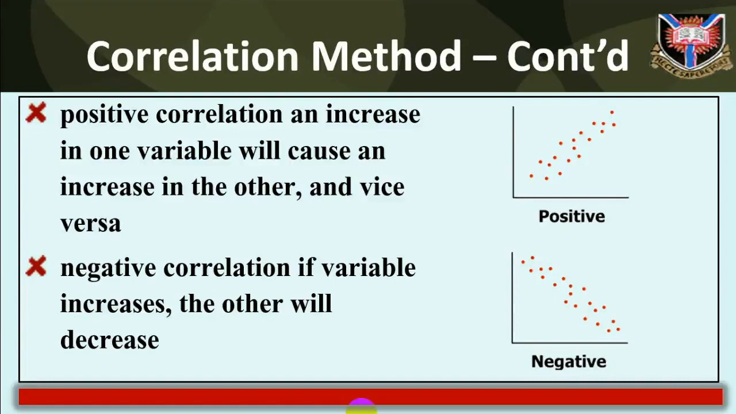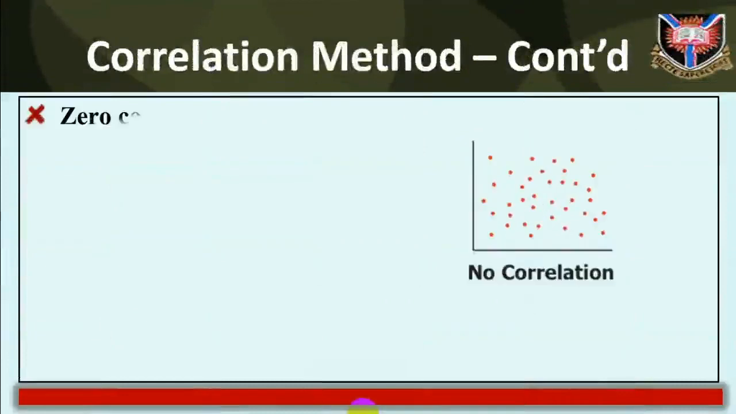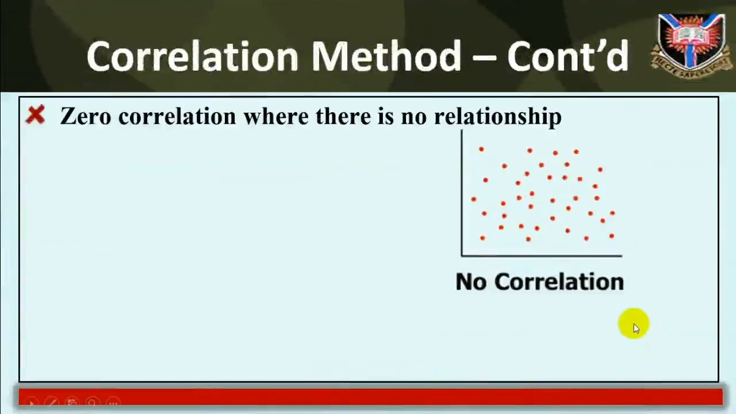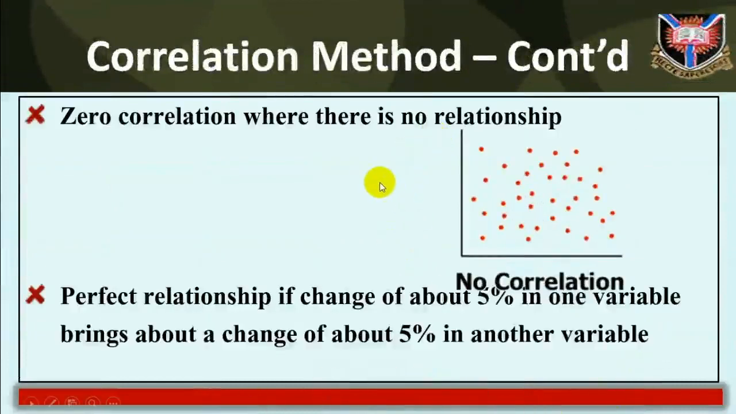We can also get a negative correlation in that if the variable increases, the other will decrease. We can also get a zero correlation when there is no relationship, or a perfect relationship if change of about 5% in one variable brings about a change of about 5% in another variable.